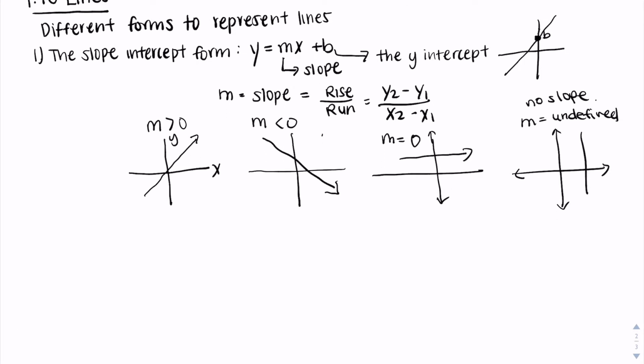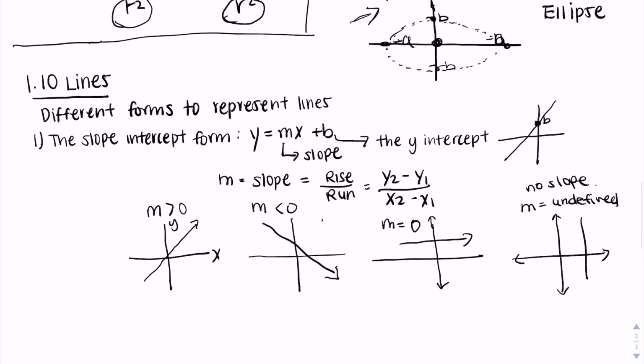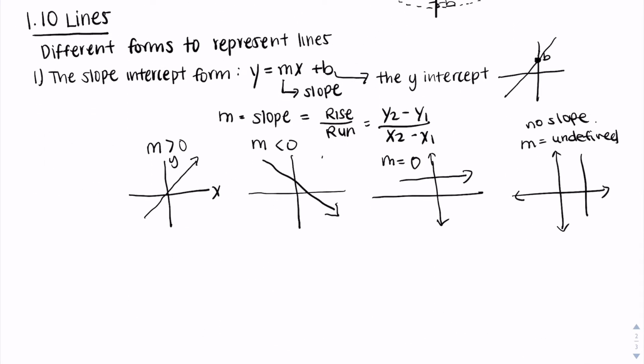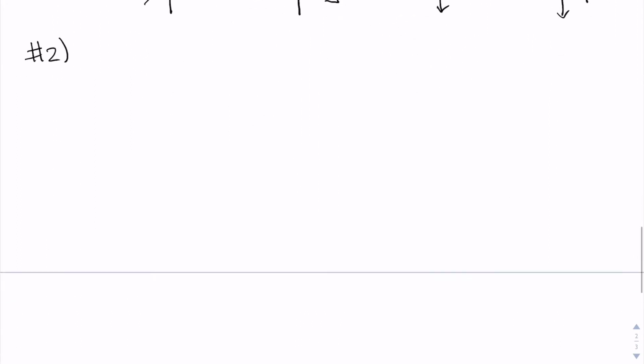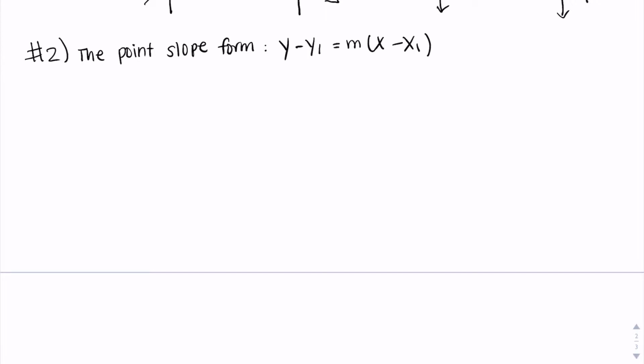So let's do an example. Oh no, there's two more forms. So this is one way of representing a line. The second way of representing a line, number one, let me label this. The second way is called the point-slope form, which can be written as y − y1 = m(x − x1).